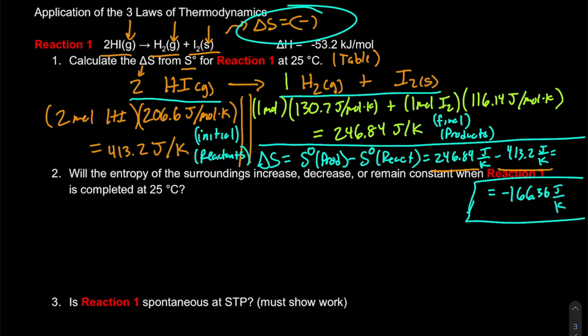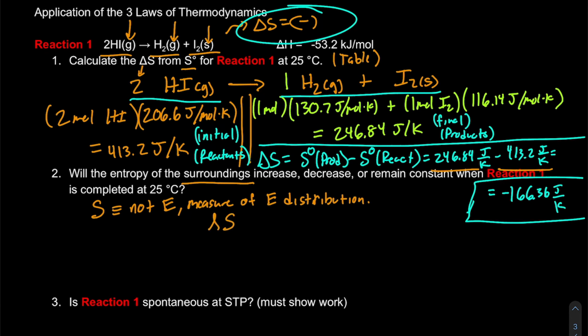Now our second question is looking at the entropy of the surroundings. Will it increase, decrease, or remain constant when this reaction is completed at 25 degrees Celsius? One important thing to note here is that entropy, again, is not energy. Entropy is the measure of basically energy distribution, or how it's been distributed across a system. So we cannot say that the change in entropy of the system is equal and opposite to the change in entropy of the surroundings.